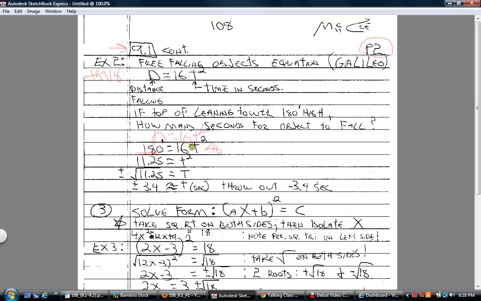Now what do we do to isolate the t? You've got to take the square root on both sides, and that drops down to t. Remember, square root undoes squaring, and you need to take the square root of 11.25. We are going to only consider the positive answer of 3.4 seconds because you can't have negative time. Negative time is out the door. It doesn't exist, at least not in our world.